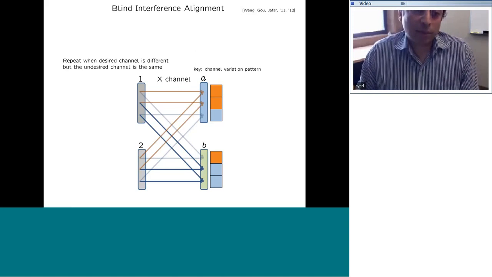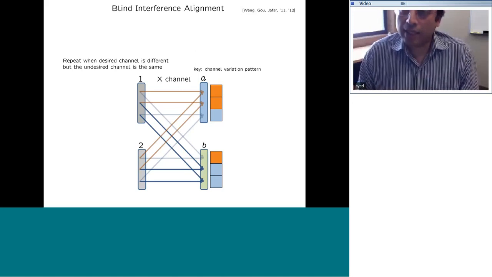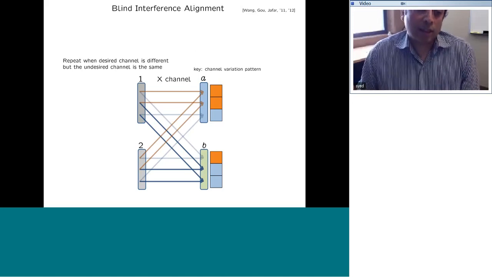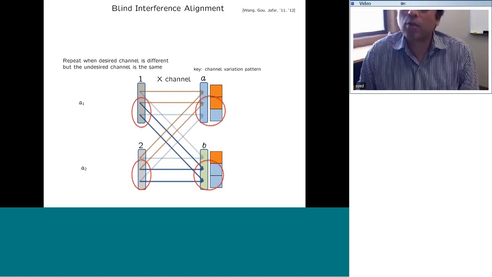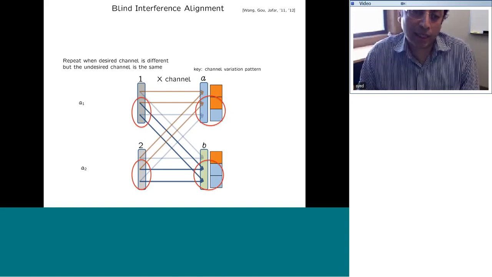So the idea is very simple. What the transmitter will do is the following. It will just use repetition. It will just repeat the information, and it will repeat it over those channel instances where the desired channel is different, but the undesired channel is the same. So what does that mean? Consider the symbols A1, A2. These 2 symbols are meant for receiver A. So let's try to find 2 channel uses where the desired receiver's channel changes, but the undesired receiver's channel remains the same. So these are channel uses 2 and 3. Over these 2 channel uses, receiver A's channel changes, but receiver B's channel remains the same.